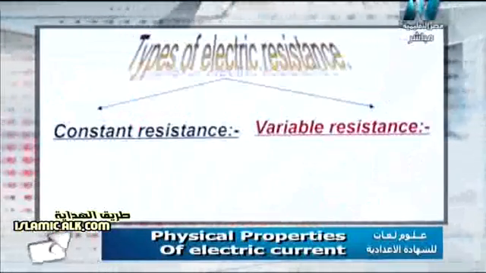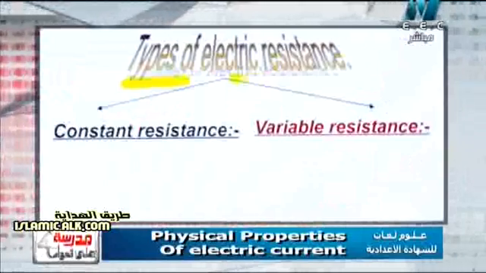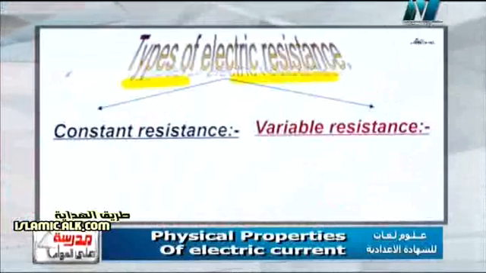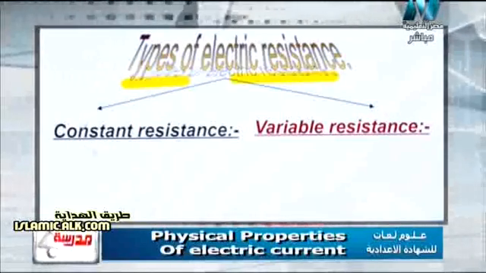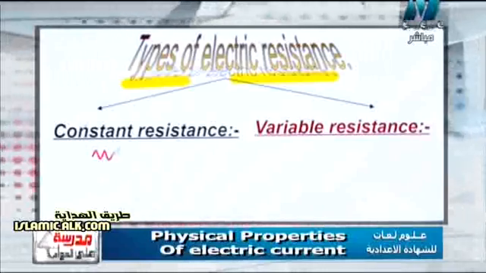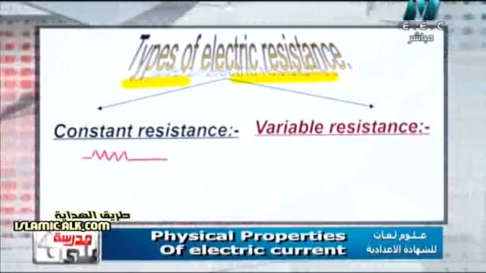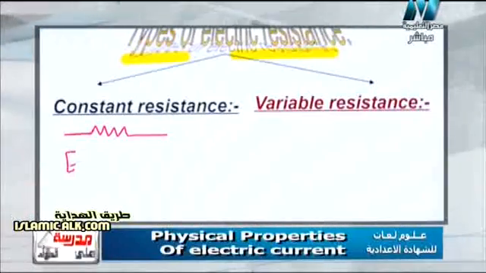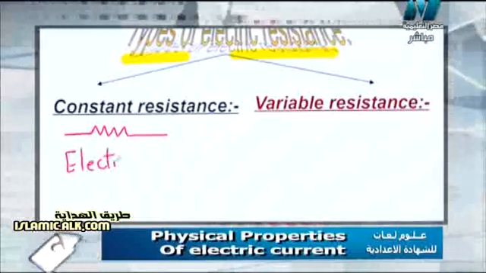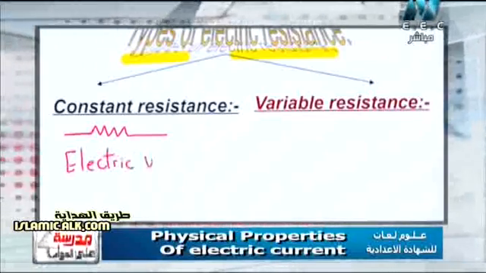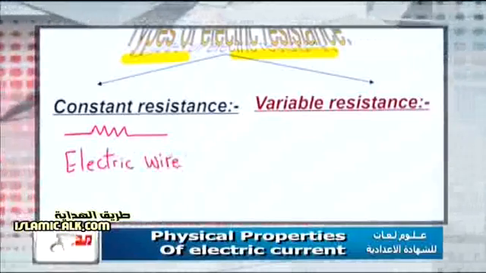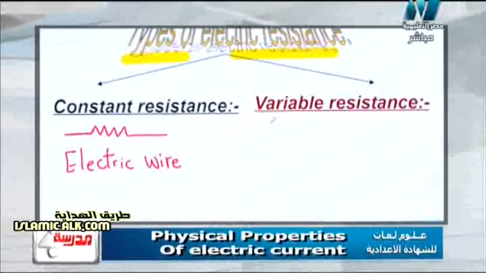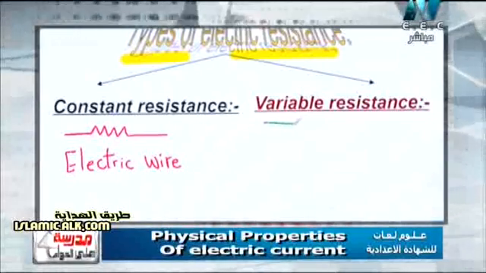We have types of resistance. We have resistance, its symbol like that, this resistance is called constant resistance. It's drawn like that, as we talk about the electric conductor or electric wire. And we have another one called variable resistance, and its symbol in the figure or in the drawing is like that.